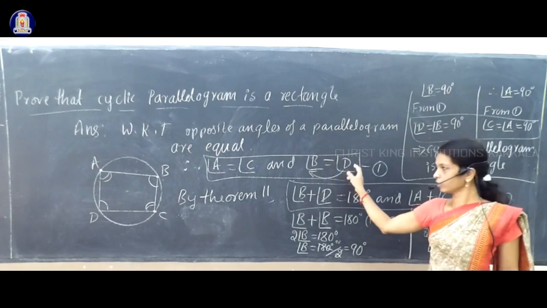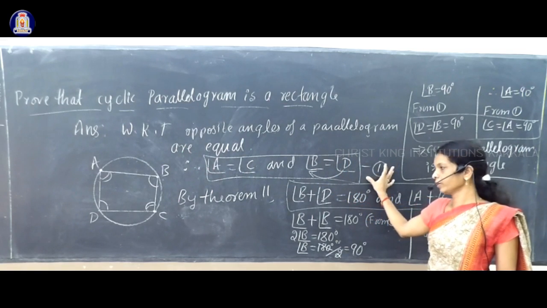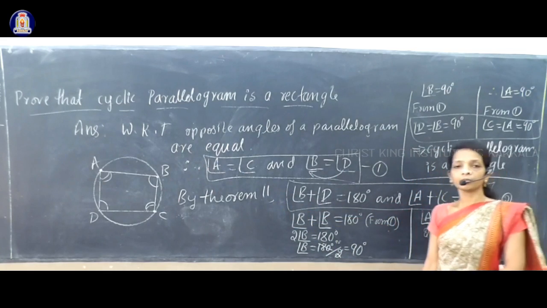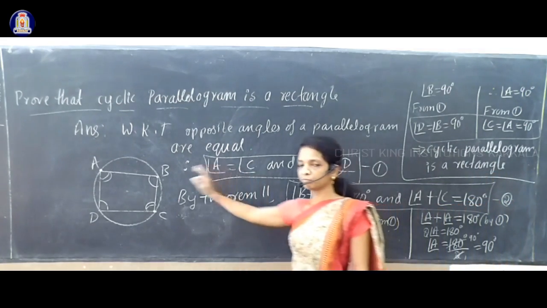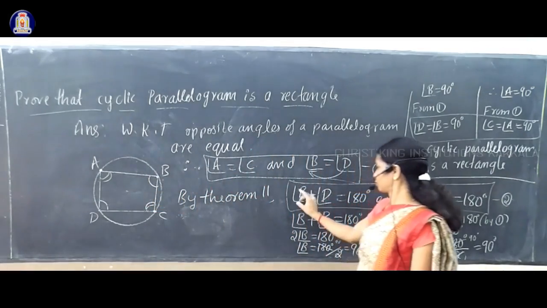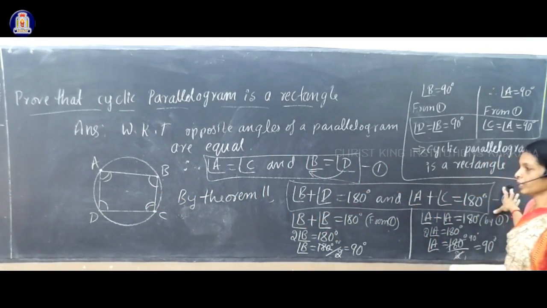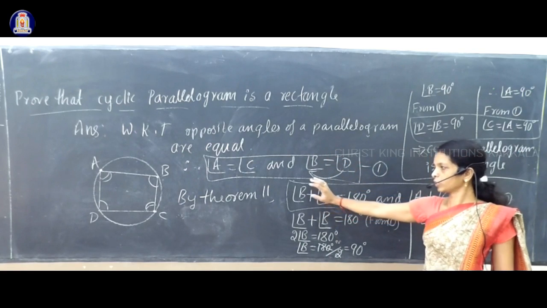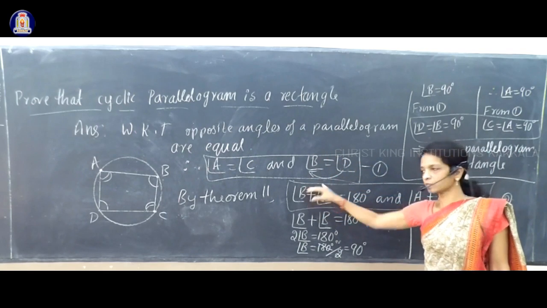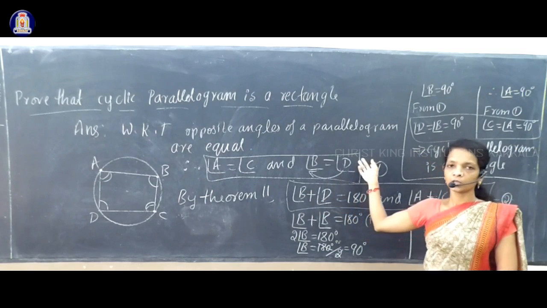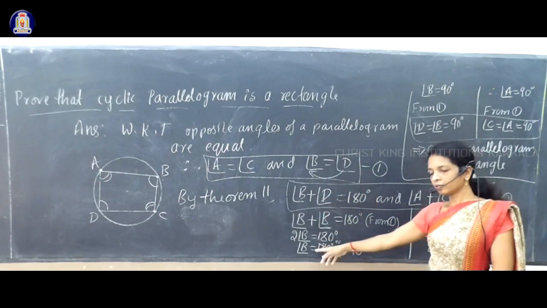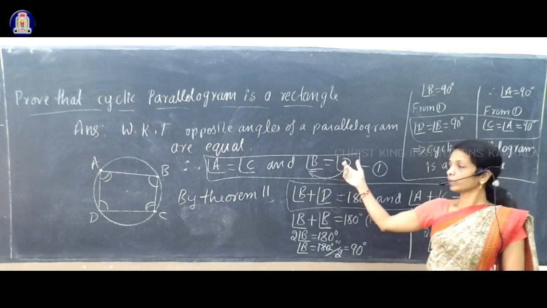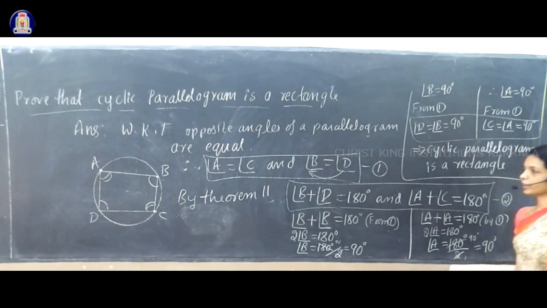To prove that it is a rectangle, we used two results: opposite angles in a parallelogram are equal, so by that we got equation 1. Then we used theorem 11, which says either pair of opposite angles sum is 180 degree, so by that we got equation 2. Then we used equation 1 in equation 2: one angle we kept as it is, another angle we replaced using equation 1. So by that you will get one angle is 90 degree, and another angle is also 90 degree.